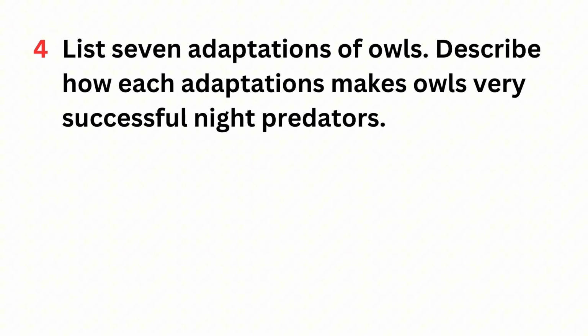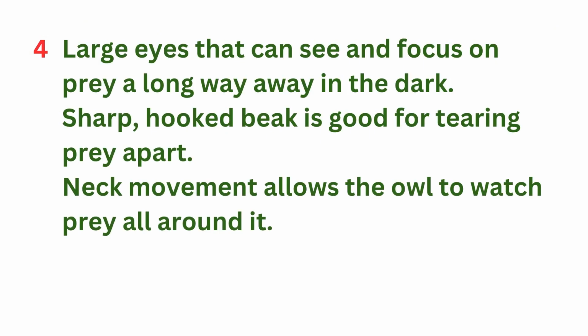Question 4. List 7 adaptations of owls. Describe how each adaptation makes owls very successful night predators. Large eyes that can see and focus on prey a long way away in the dark. Sharp hook beak is good for tearing prey apart.